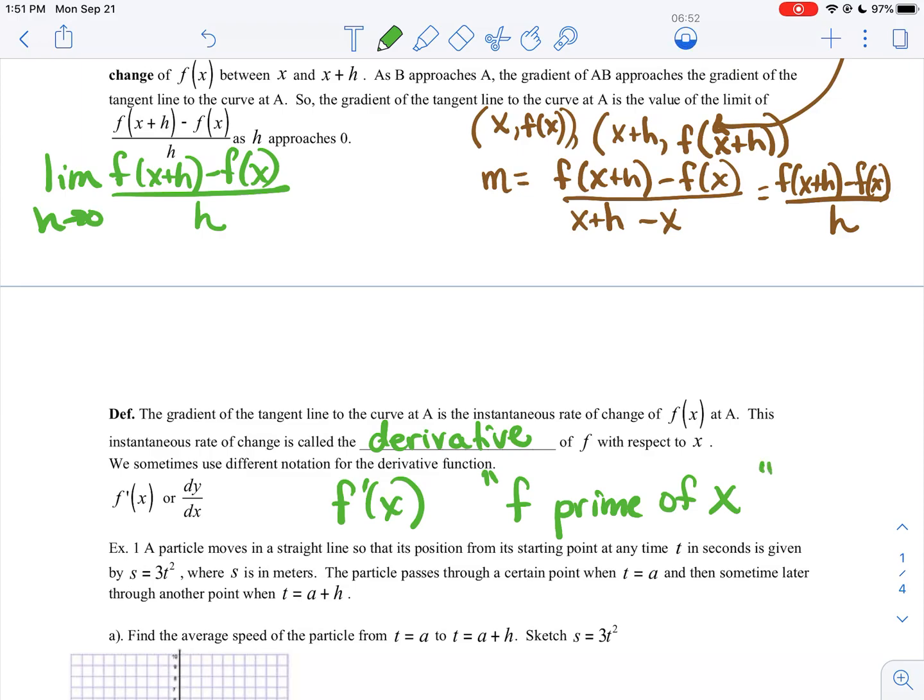F prime of x or dy dx. Again, the slope of the tangent line to the curve at point A is the derivative at A. Let's maybe write that down, okay? That's important.